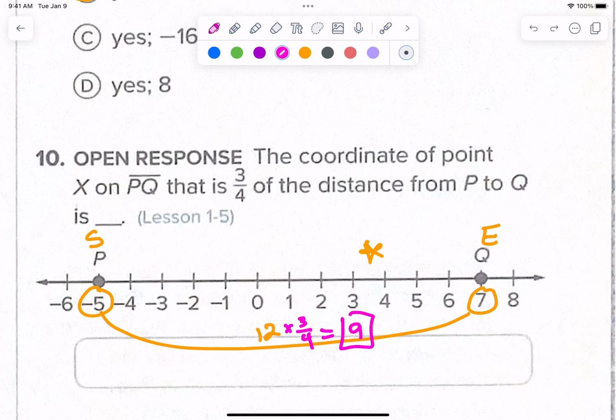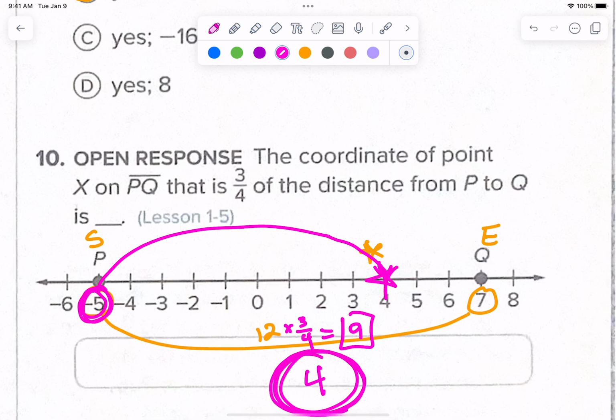What did we forget to do? Add it to the -5 is where we're starting at, and if I go 9 units, where are we going to end? On 4. My star was not quite in the right spot, but he's going to end on 4. 4 is the correct number. Okay, so don't just stop there and call it a day. You got to add it back to where you're starting from. Got it? Good.